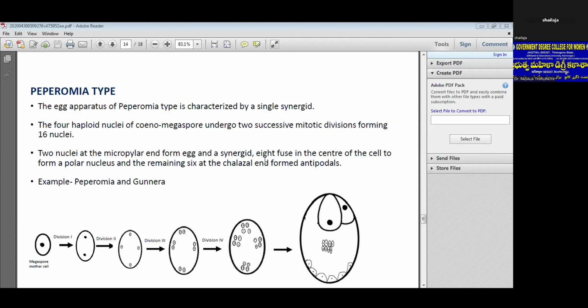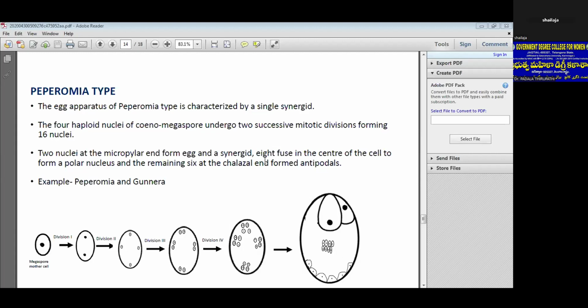Okay, the 4 haploid nuclei of coenomegaspore undergo 2 successive mitotic divisions, forming 16 nuclei. It's very simple. First, you have to note down that these are the 16 nuclei embryo sacs. Peperomia, penaea, drusa. PPD. You have to remember the shortcut: peperomia, penaea, drusa. PPD. Okay. First one is the peperomia.